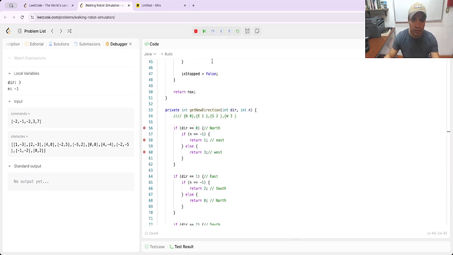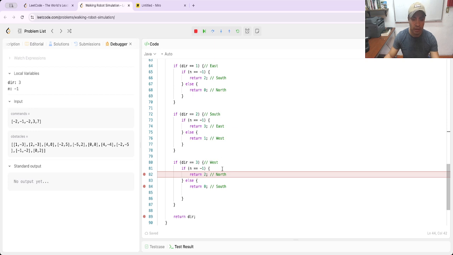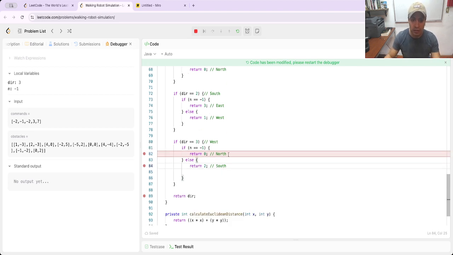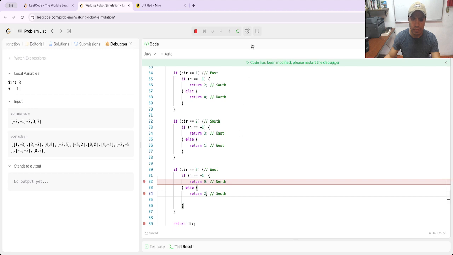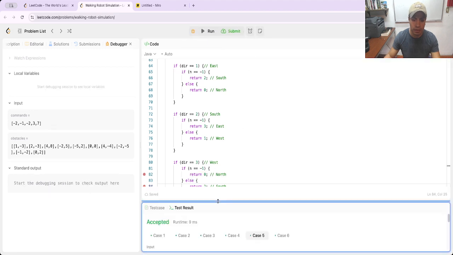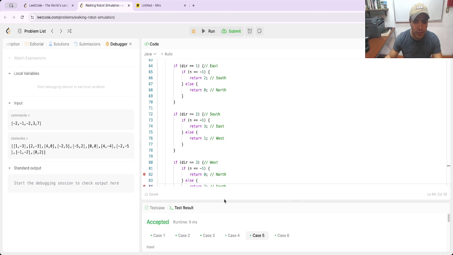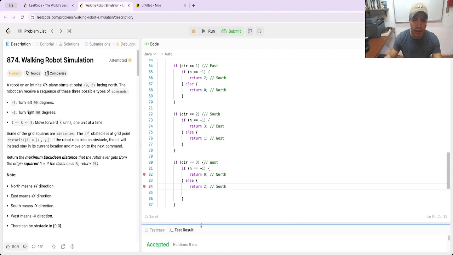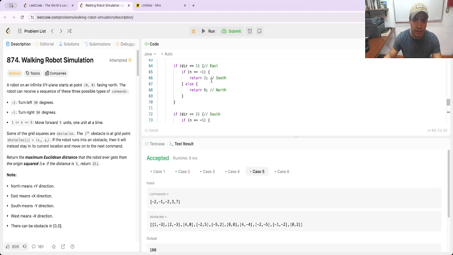Okay, north. West. This is wrong, right? Because if I am looking to the west, to the left is the south, and to the right is the north. Yeah, I have wrong this direction.